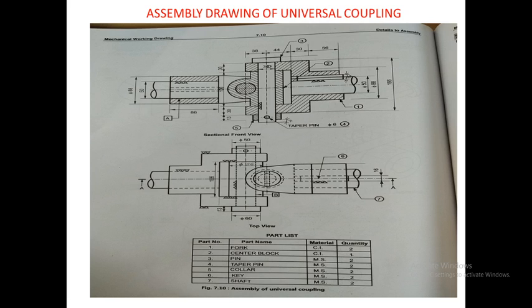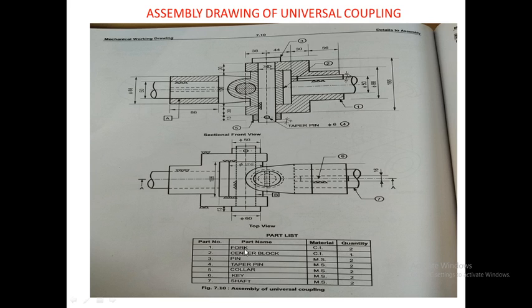For drawing the detailed drawing, you have to just separate all the parts and then draw the front view and top view of each and every component. For that, first you have to locate each and every part. So first we will see the part list.